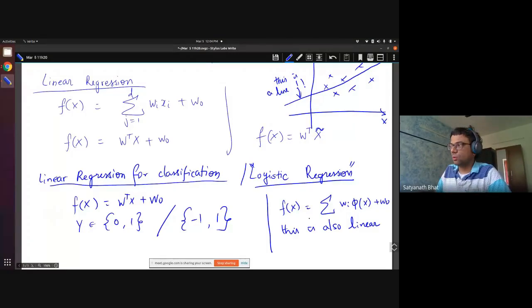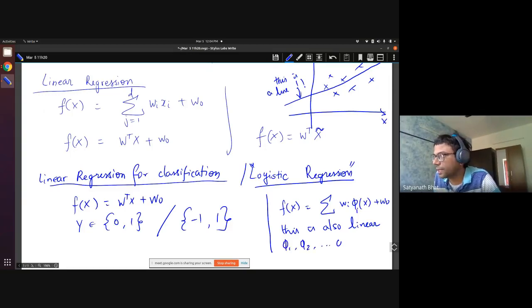So who asked me this? Sir, Siddharth Shah. Yeah, Siddharth. If you see, if you are given x, phi is also fixed. All the phi's are fixed. So phi 1, phi 2, all the way till phi d, they are fixed functions. So why would you do that?